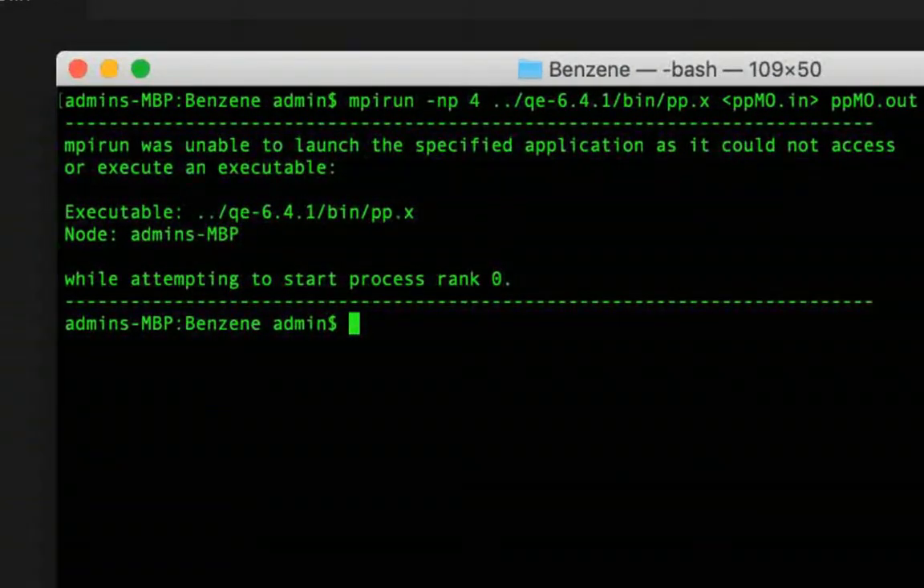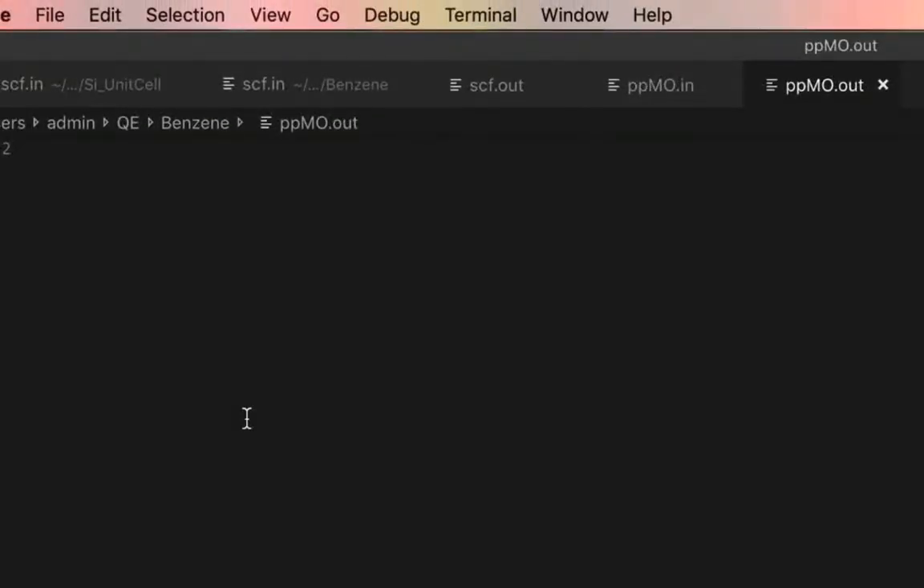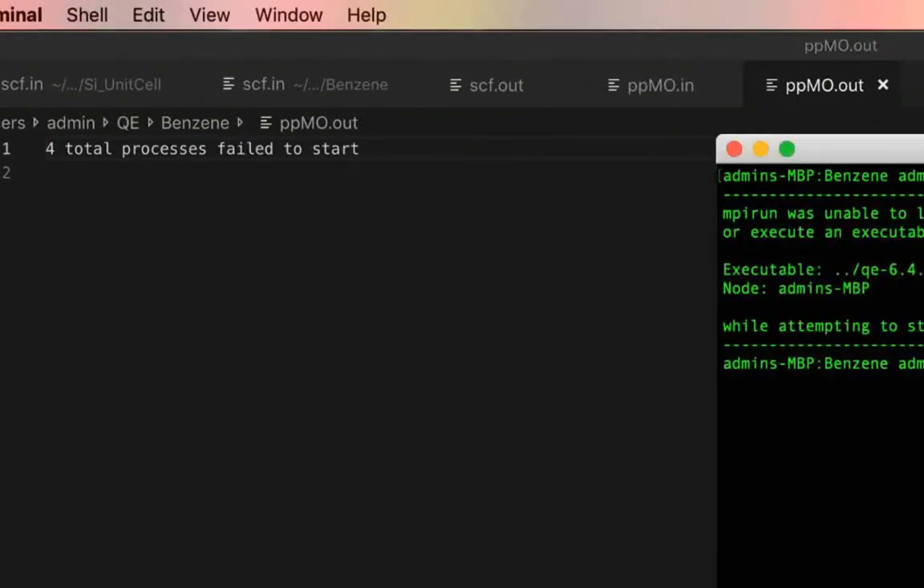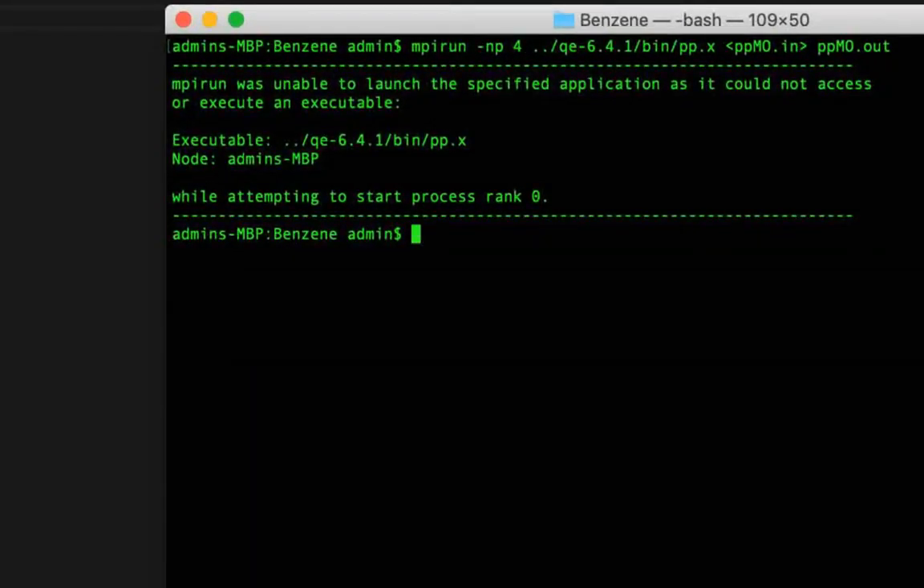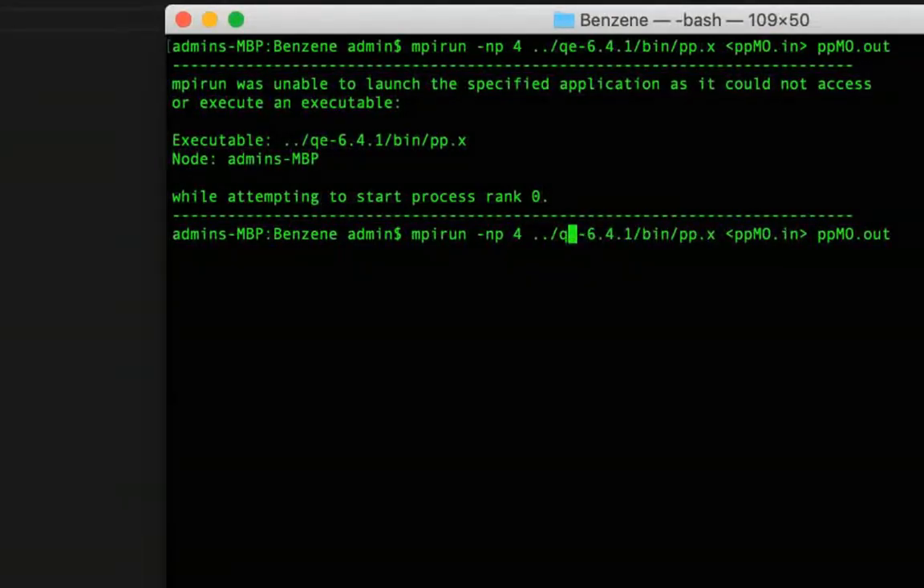Yes, but here comes the catch. When you run this, of course you get an error, and if you open the output file, that is ppmo.out, okay, this is rather weird. I never get this kind of error though. It doesn't work usually, but not this way.